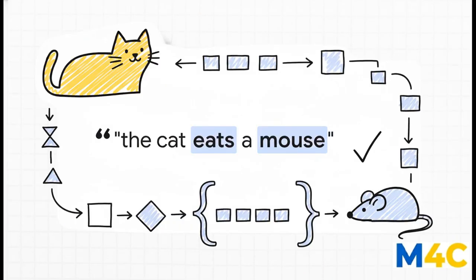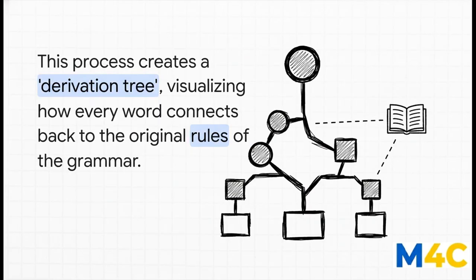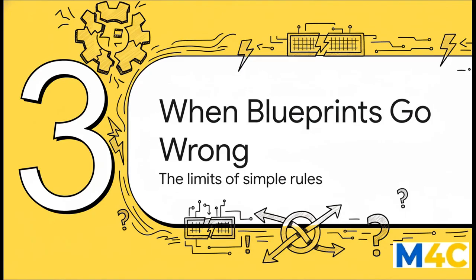And there you have it, the result. By just following those rules, step by step, the system has generated a sentence that is, well, it's perfectly correct. At least, it's correct according to the blueprint we gave it. Now, the crucial thing here is that this whole process isn't random at all. It actually creates this really logical structure called a derivation tree. You can kind of think of it like a family tree for the sentence. It proves that the sentence is valid, and it shows how every single word traces all the way back to those original rules. So far, so good, right?